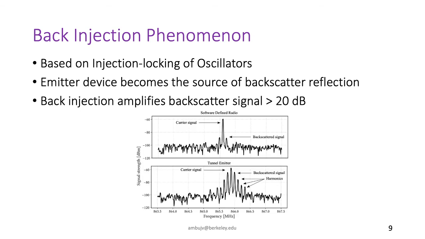To illustrate this, we show here a spectrum plot. On the topmost spectrum plot, we see a carrier signal generated from a software-defined radio with a tag backscattering this signal. And we see that the backscatter signal is significantly weaker than the carrier signal. And this is expected as it's a behavior shown by most existing backscatter systems. In the lower plot, we show the spectrum obtained when the backscatter tag reflects the carrier signal generated from the tunnel emitter. And we see that because of the back injection phenomenon, the backscatter signal is much stronger than when we were using a conventional emitter device.